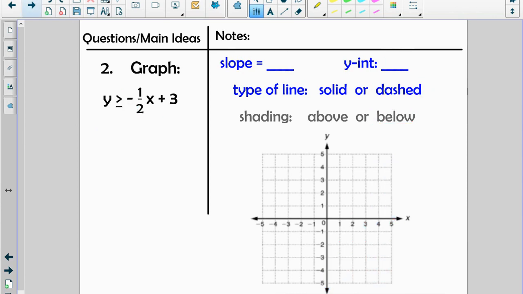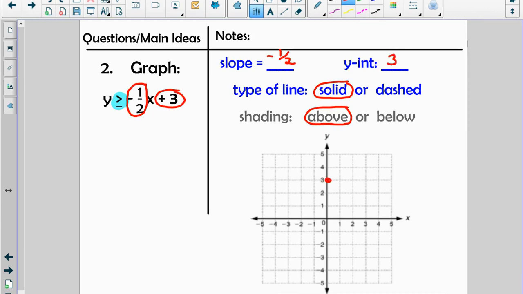All right, so for number 2, we have y equals negative 1/2 x plus 3. I see my inequality symbol is greater than or equal to. So that tells me two things about my type of line and my shading. Because it's the or equal to this time, any point on the boundary is a solution, so we want to draw a solid line to represent that. And because it's a greater than symbol, we want to eventually shade above the line. So let's see, what's our slope? Our slope appears to be negative 1/2, and our y-intercept appears to be positive 3.